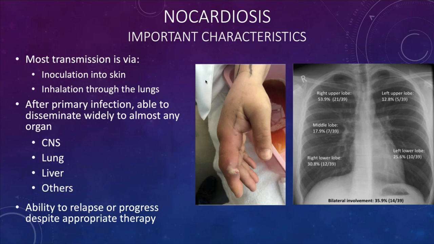There are two major means of transmission of Nocardia, either by direct inoculation into the skin, which often happens through trauma, or through inhalation into the lungs. As we said, a lot of Nocardia can be transmitted through dust particles, for example, in a humid environment. After primary infection, you can have widespread dissemination to almost any organ, but predominantly Nocardia tends to favor the CNS, so you should always suspect CNS disease as a possibility, as a secondary phenomenon, particularly in the immunocompromised. You can also have dissemination to the lung if you have skin disease, for example. And there are other sites of dissemination. We'll talk about those in just a minute. Nocardia is distinct in that it can relapse or progress despite appropriate therapy. So you may give somebody appropriate treatment for Nocardia and they may have a relapse, particularly if they're immunocompromised.